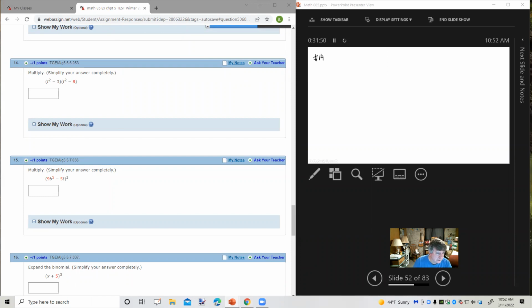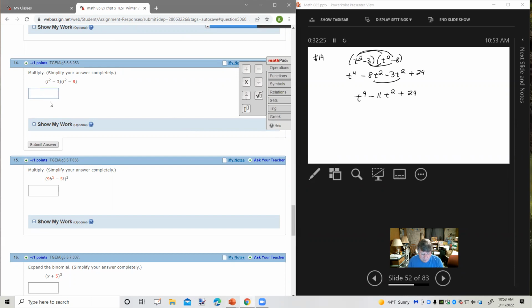Multiply, simplify your answer completely. T squared minus 3 times t squared minus 8. So that would be t to the 4th power minus 8t squared minus 3t squared plus 24. Combining like terms, t to the 4th minus 11t squared plus 24.